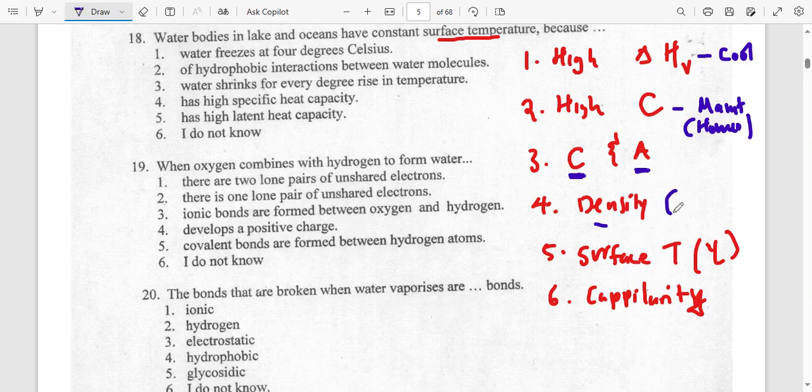Density: water is densest at 4 degrees Celsius. Above 4 degrees it is lighter, and below 4 degrees it is lighter. So if you look at the graph for density, let's say this is 4 degrees Celsius, and this side is density. As you increase the temperature, the density of water is increasing. When you reach 4 degrees Celsius, it starts to drop again. You can see the maximum density is at 4.